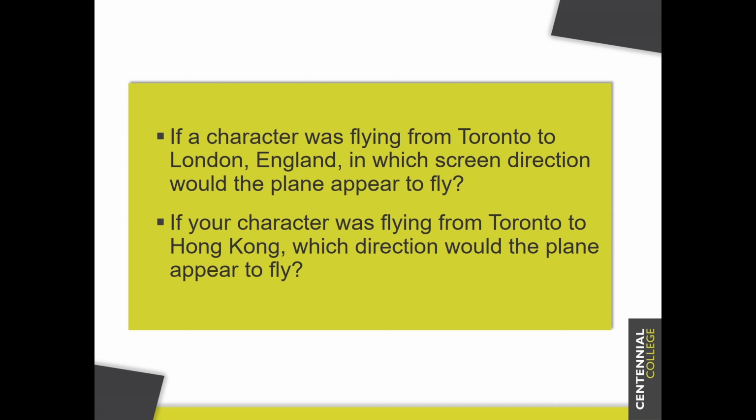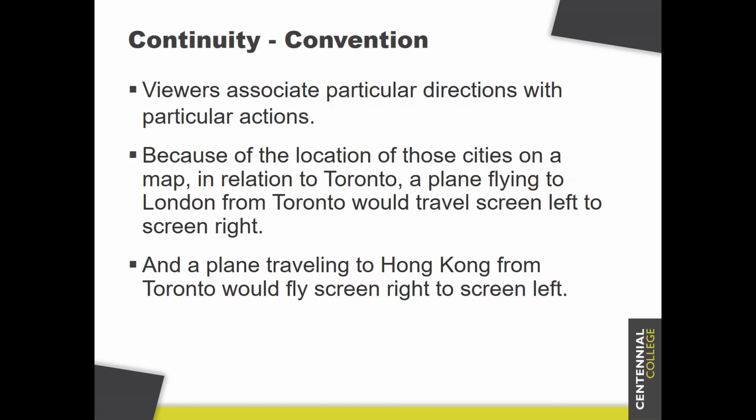And the answer to this is based in convention. So if a character is flying from Toronto to London, then the plane would appear to fly from the left-hand side of the screen to the right-hand side of the screen. And if the plane was flying from Toronto to Hong Kong, the plane would appear to fly from the right-hand side of the screen to the left-hand side of the screen. Now, why is that the case? Well, that's because of a map.